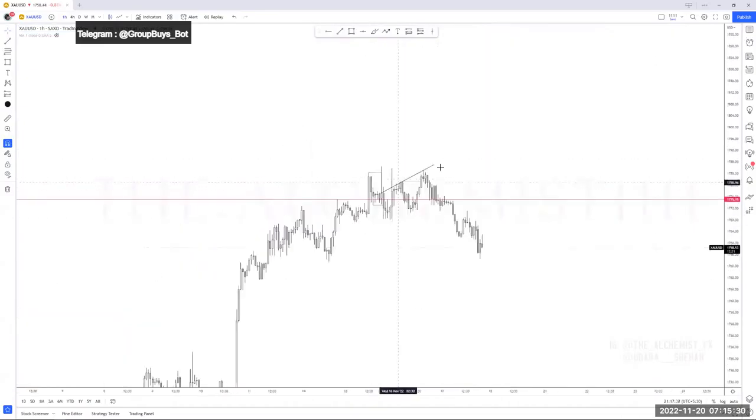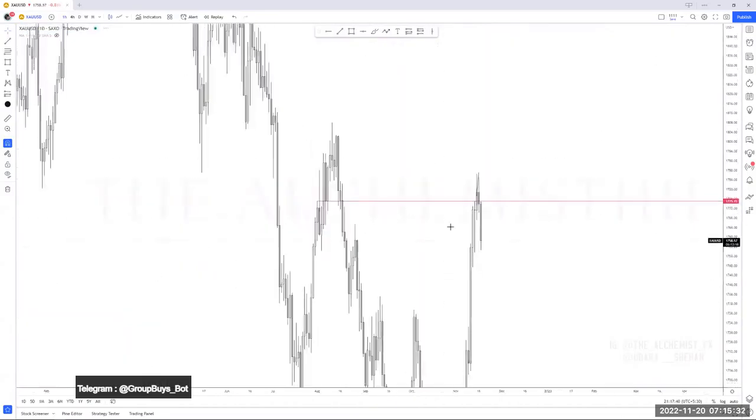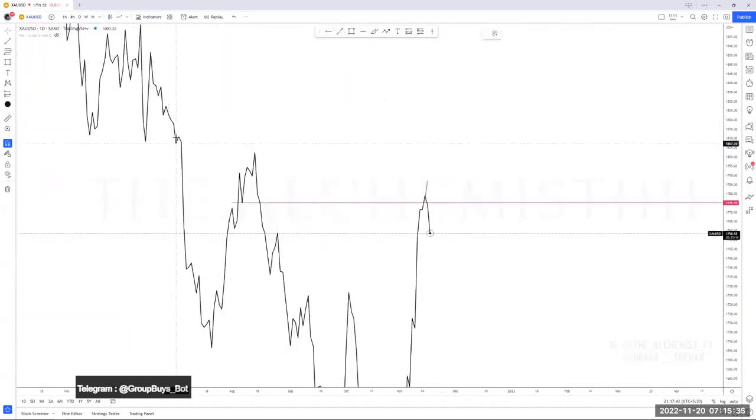And also, here we had 2 trend lines, because even on the daily, we had this daily trend line like this.